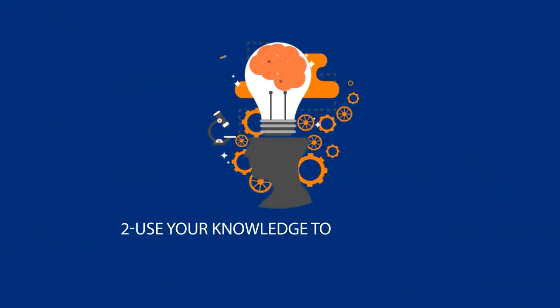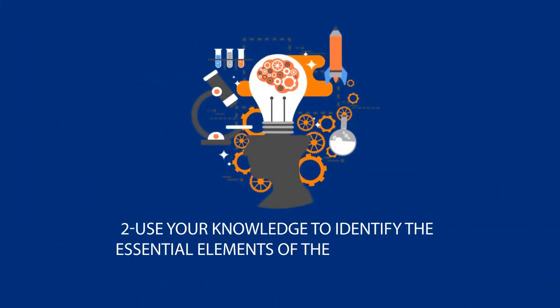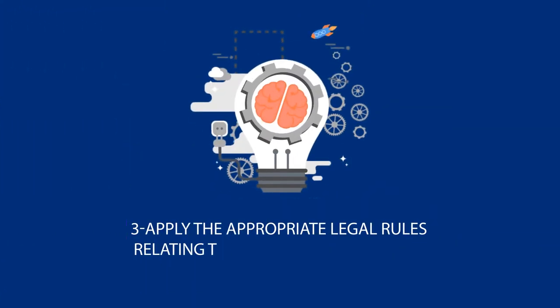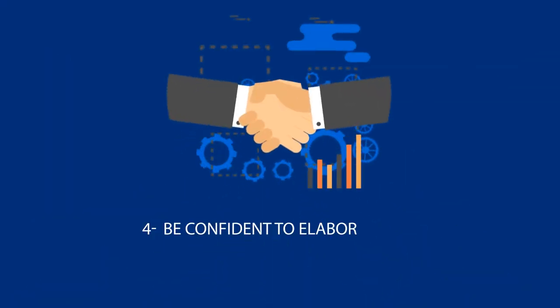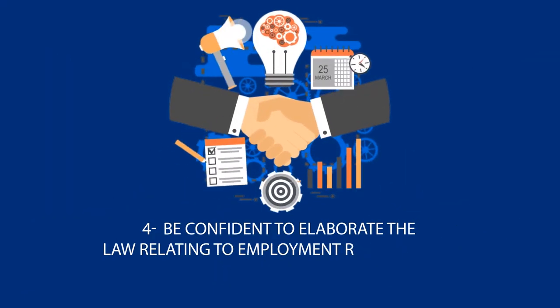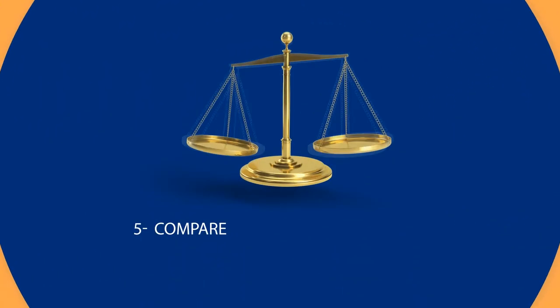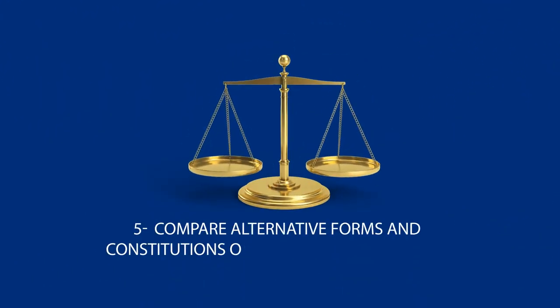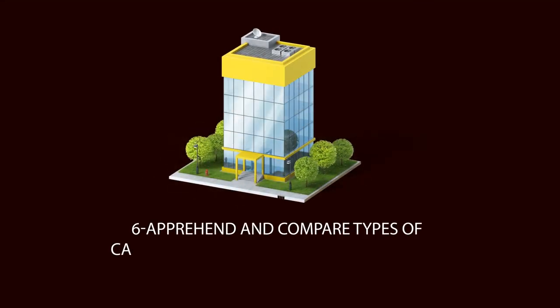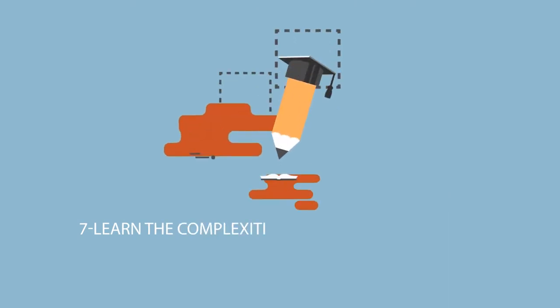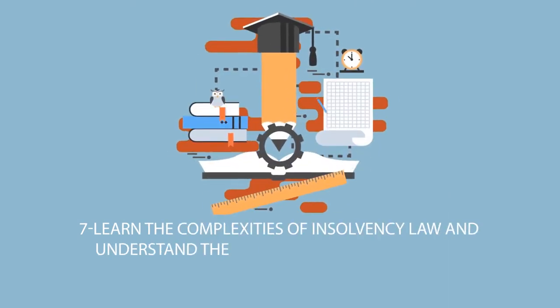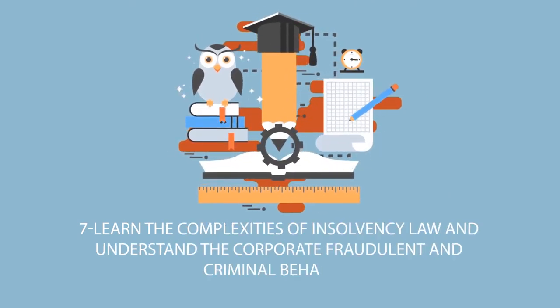Use your knowledge to identify the essential elements of the legal system. Apply the appropriate legal rules relating to the laws of obligation. Be confident to elaborate the law relating to employment relationships. Compare alternative forms and constitutions of business organizations. Apprehend and compare types of capital and the financing of companies. Learn the complexities of insolvency law and understand the corporate, fraudulent, and criminal behavior.